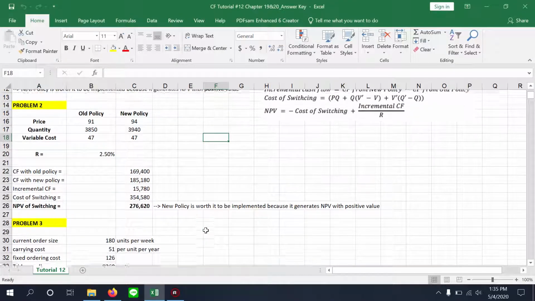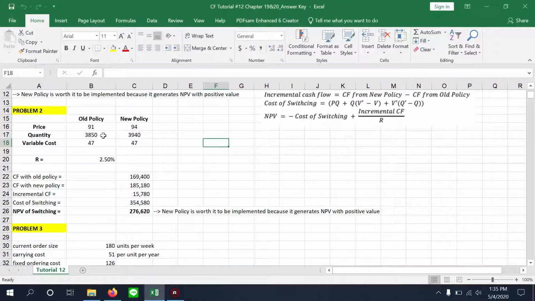For problem 2, the setup is the same. However, the question is a little bit tricky since a lot of things are changing in the new policy. So first you calculate the cash flow of the old policy and the new one, find the incremental cash flow, and find the cost of switching. For this one, the cost of switching is quite extensive.